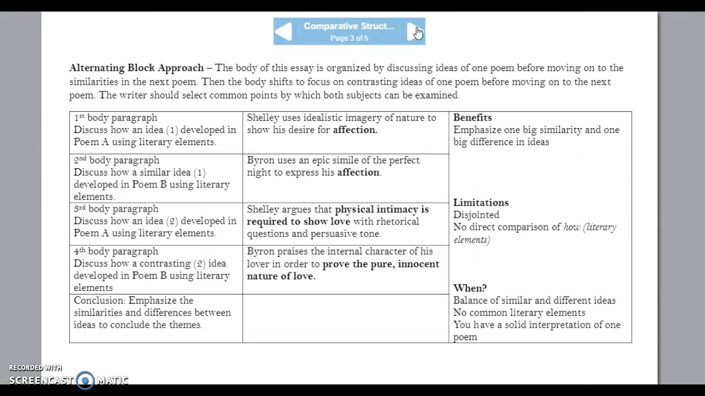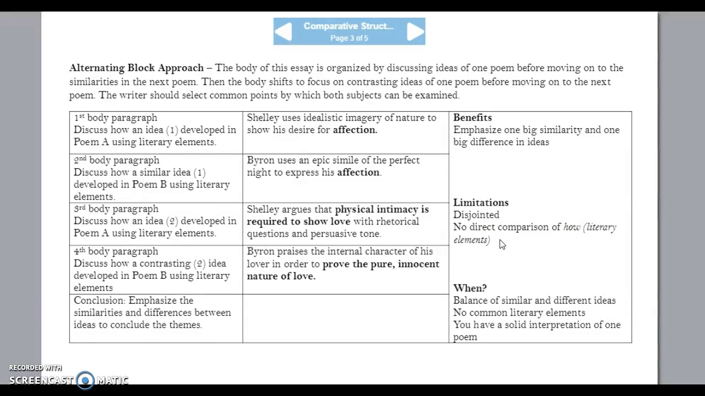The alternating block approach is going to give you more of the direct comparison in a way. One paragraph explores poem A, the second paragraph goes to poem B, then you go back to poem A, then back to poem B. In this approach, you are discussing ideas of one poem before moving on to similarities in the other. And then you could switch to really focus on the differences between the two poems. The benefit of this one is that you're emphasizing one big similarity and one big difference in the ideas. The limitation is that there's no direct comparison of the how, the literary elements.